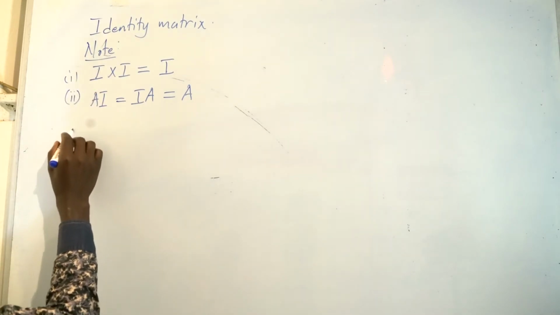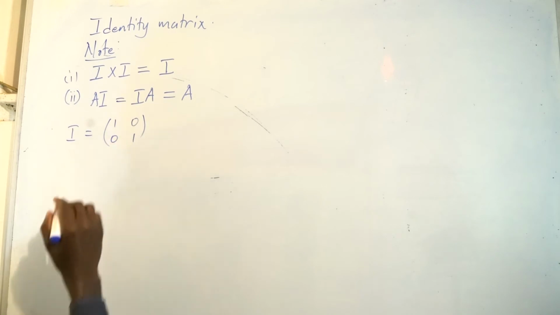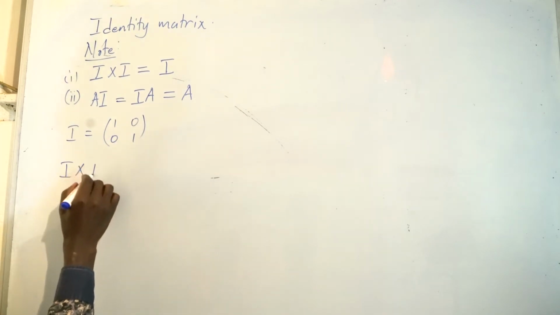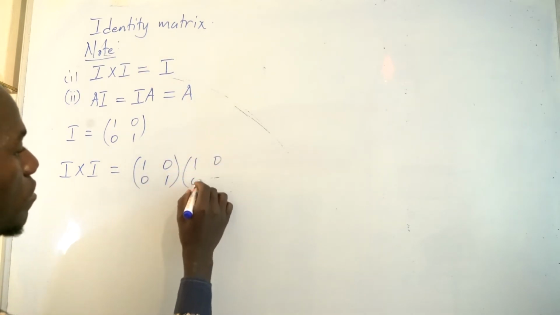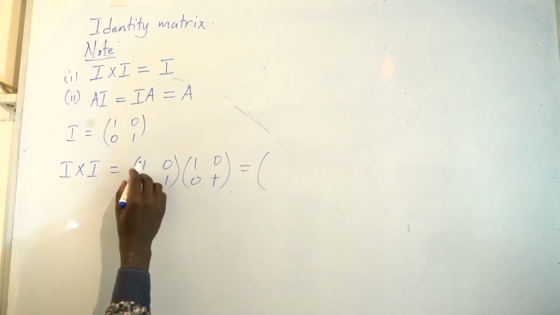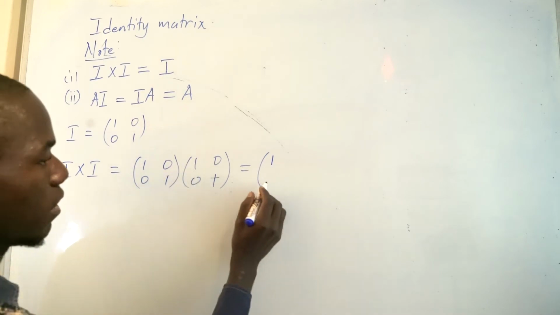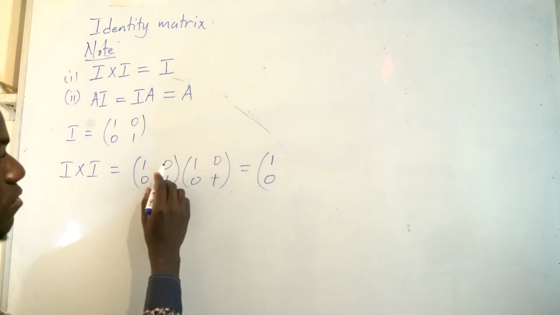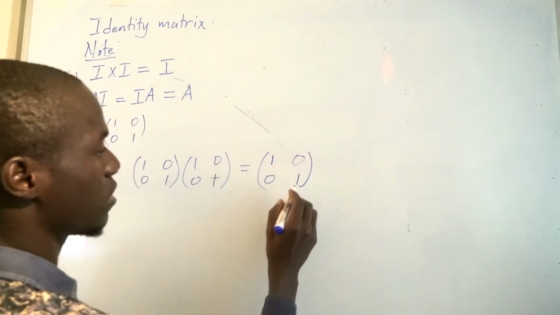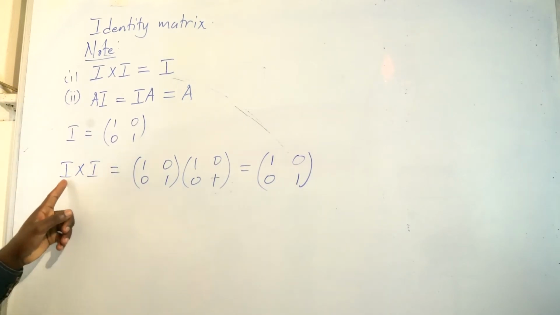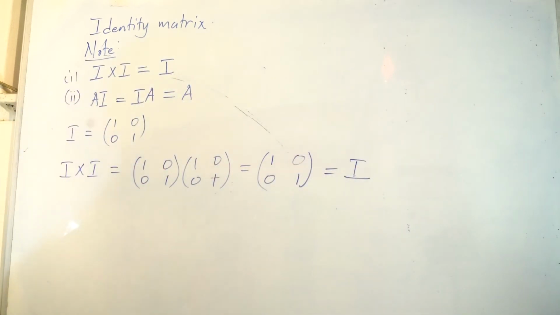Suppose for note 1, our identity matrix, a 2 by 2 identity matrix. I'm having that. So I times I, substituting, this is 1, 0, 0, 1, times 1, 0, 0, 1. Row by column, that is 1 and a 0. When you add, you get a 1. That is 0 and 0, you get 0. That is 0 and 0, you get 0. That is 0 and 1, you get a 1. So we have multiplied the identity matrix times the identity matrix, and we are getting again the same identity matrix.